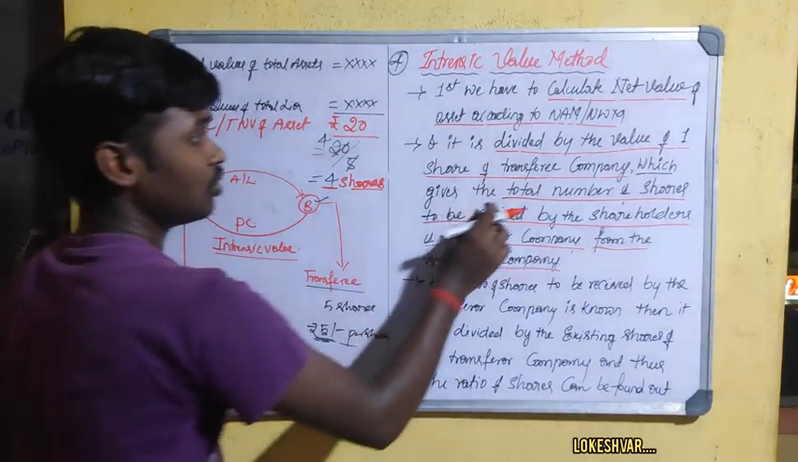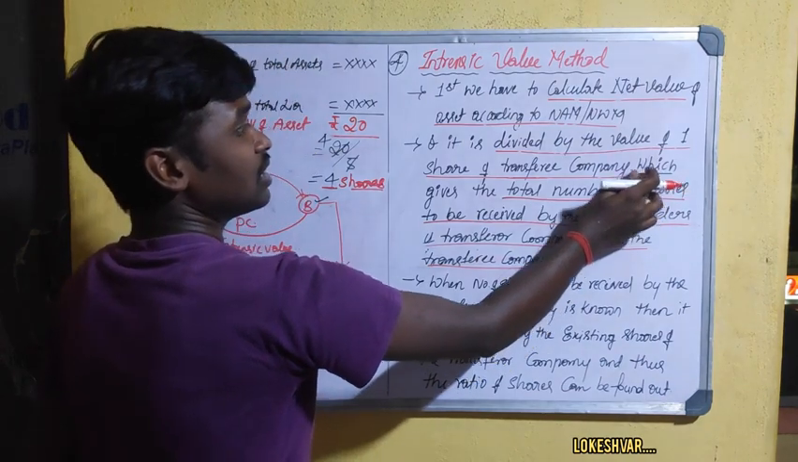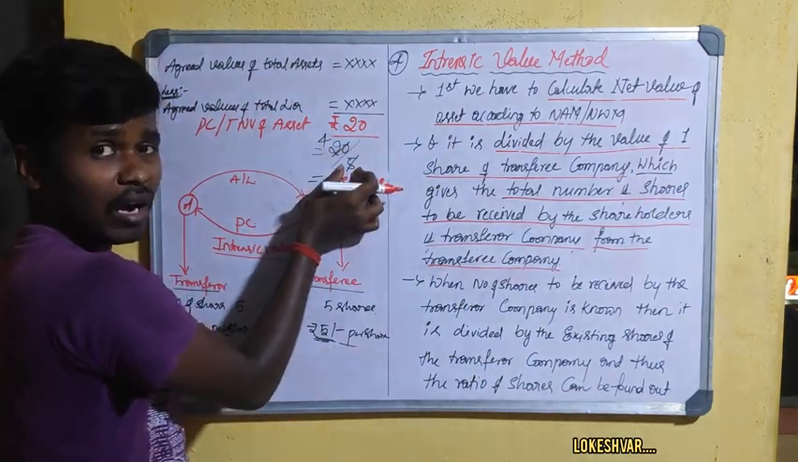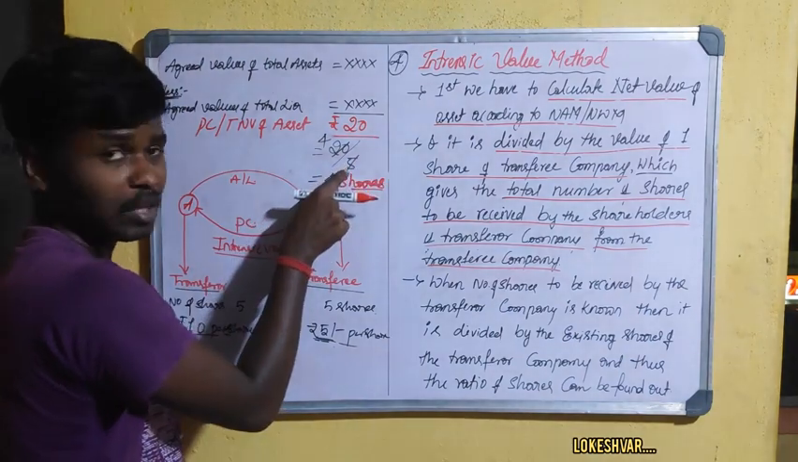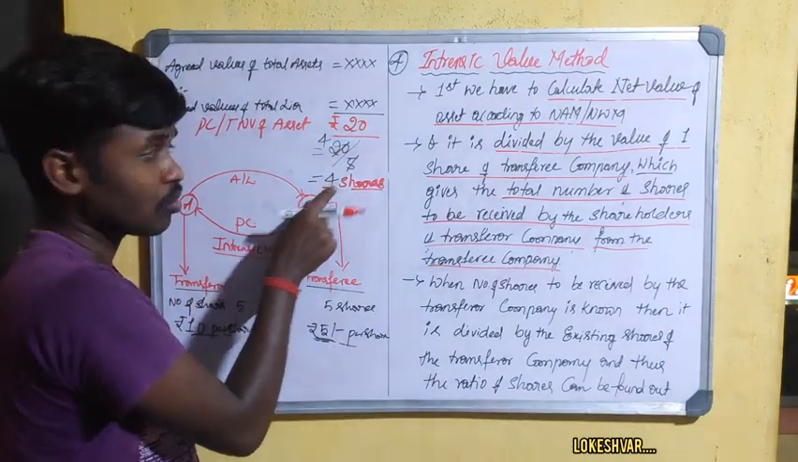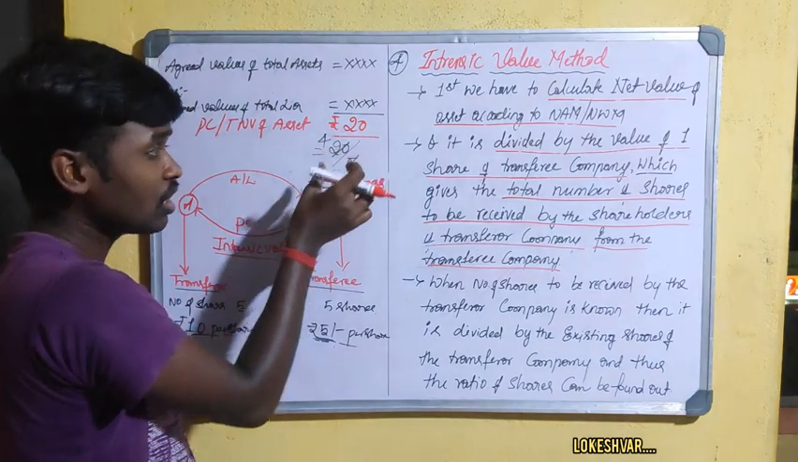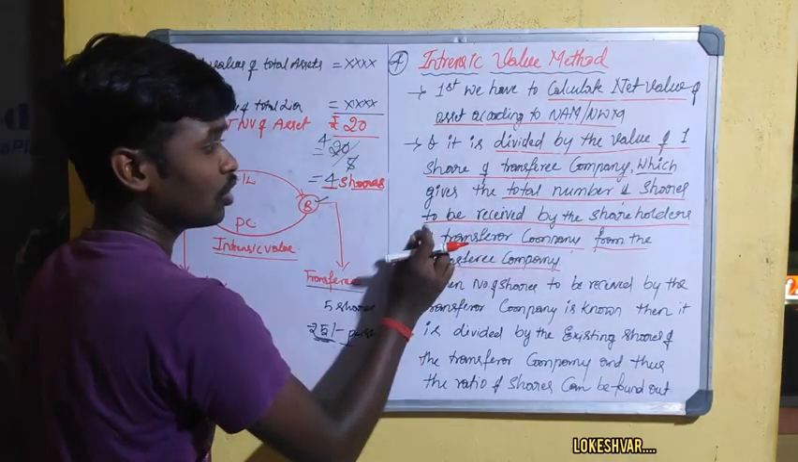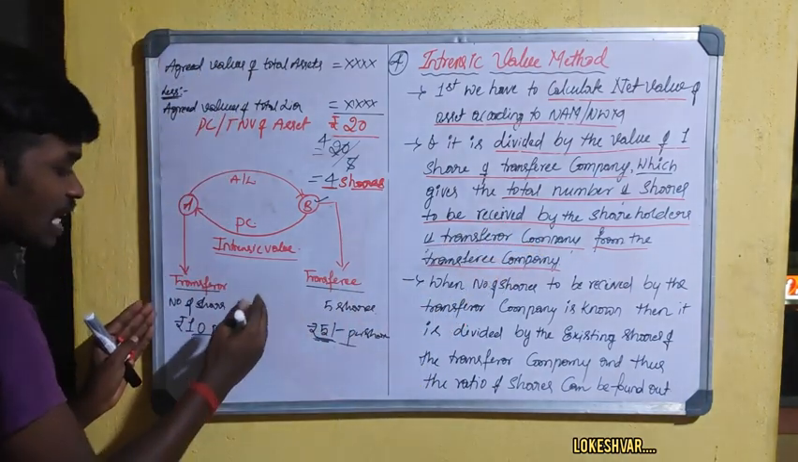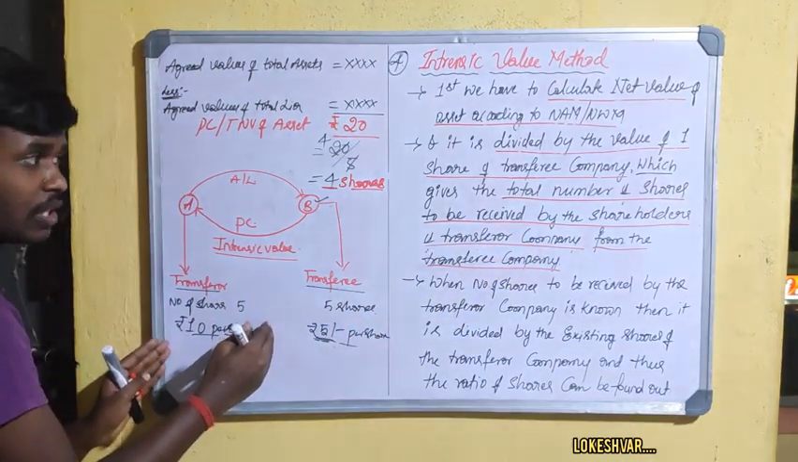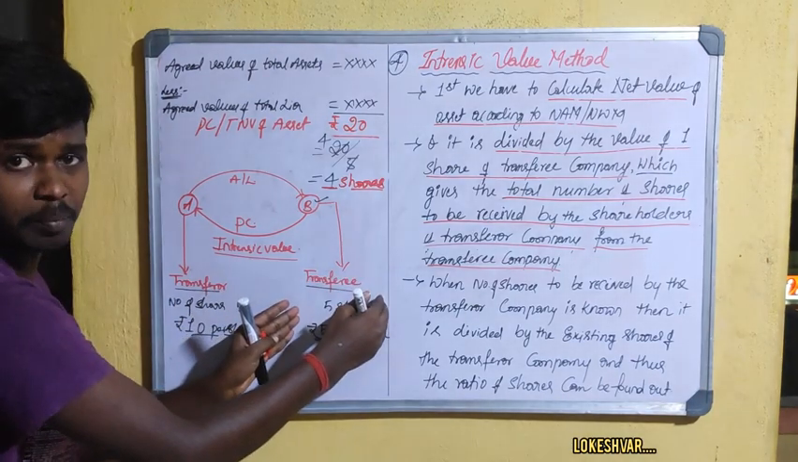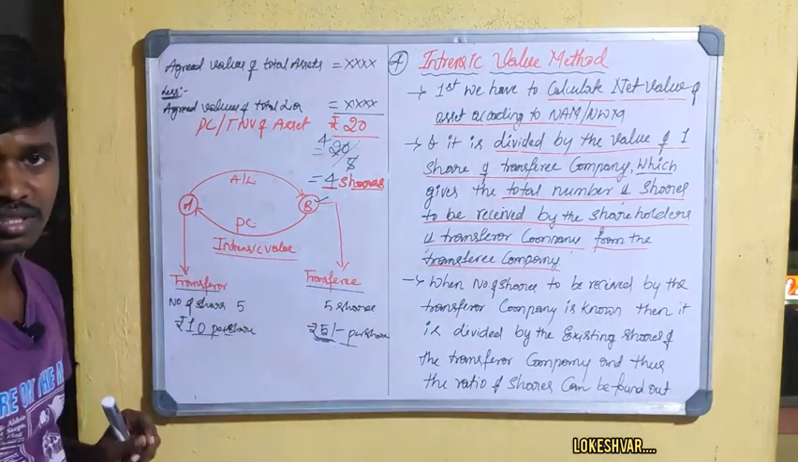After dividing this 20 by the value of one share of the transferee company, you will get 4. So ultimately this calculation is helpful to calculate the number of shares to be received by the transferor company shareholders, that is paid by the transferee company in the form of purchase consideration.